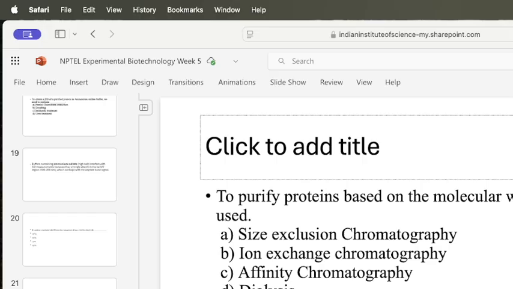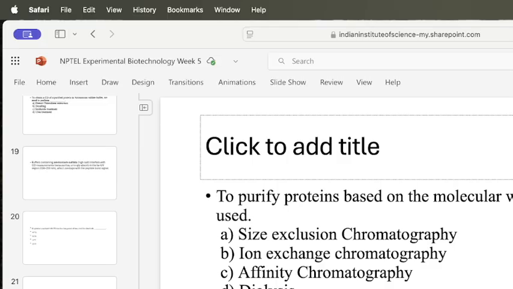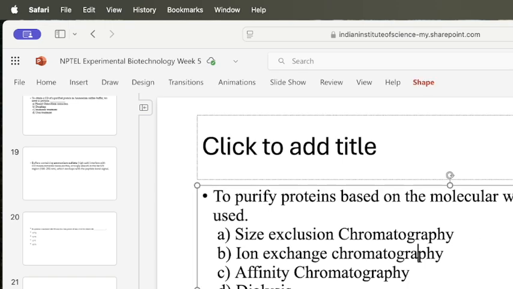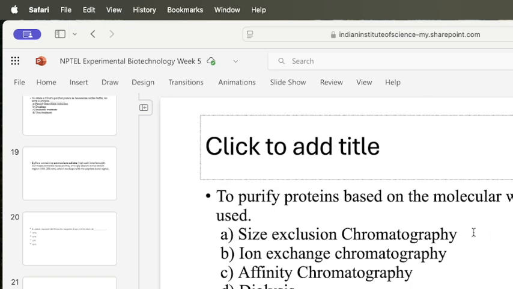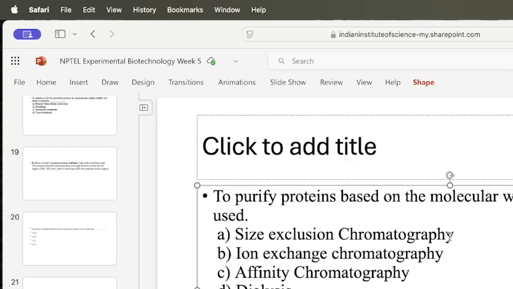The next one is, to purify proteins based on molecular weight, dash is used. So one another name given to gel filtration chromatography is size exclusion chromatography, and that is mentioned here.